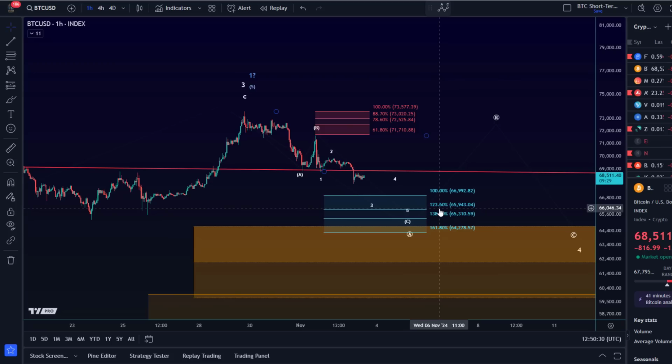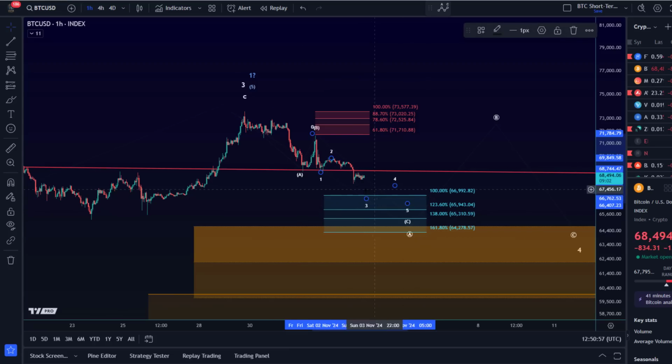Now this would be the area between 64,278 and 66,992. It is a tricky structure to track, but the best interpretation I can offer is that this here was an A wave down, a B wave up, and we're now moving down in wave C. That would be at least the interpretation. Now I can tell you that this third wave doesn't really look finished.